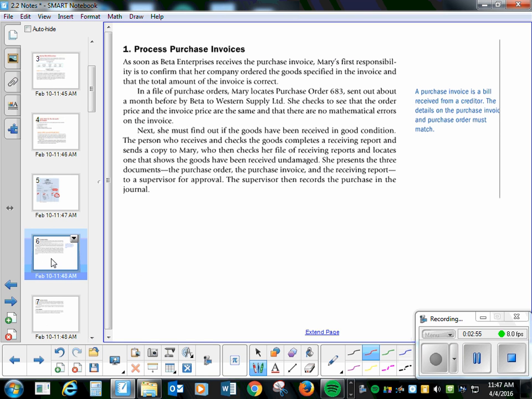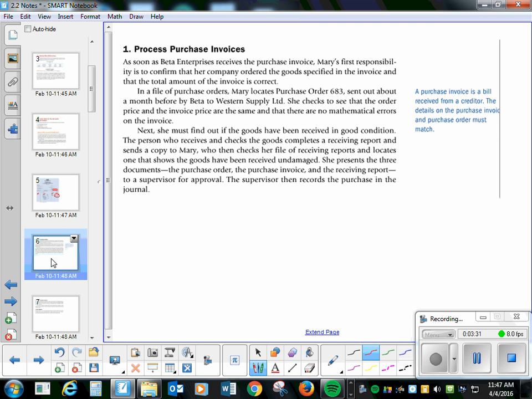The first thing the person in charge would do, as soon as Beta Enterprises receives the purchase invoice, is this: Mary, who is the person in charge, has a first responsibility to confirm that her company ordered the goods specified in the invoice and that the total amount of the invoice is correct. In a file of purchase orders, Mary locates purchase order 683, sent out about a month before by Beta to Western Supply Company. She checks to see that the order price and the invoice price are the same and that there are no mathematical errors.